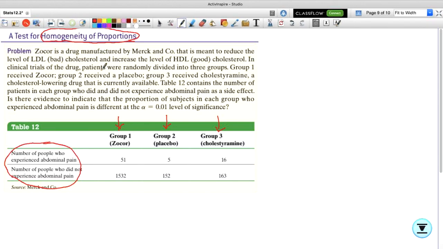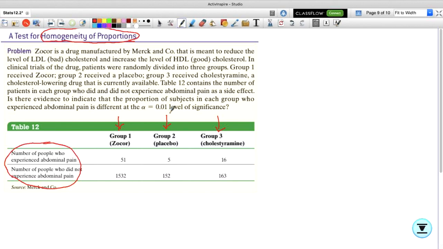In clinical trials of the drug, patients were randomly divided into 3 groups. Group 1 received Zocor, Group 2 received a placebo, and Group 3 received, I can't even say that, which is a different cholesterol-lowering drug that is currently available. Table 12 contains the number of patients in each group who did and did not experience abdominal pain as a side effect. So they either had abdominal pain, which is this, or they did not have abdominal pain, which was this. Is there evidence to indicate that the proportion of subjects in each group who experienced abdominal pain is different at a 0.01 level of significance? Okay, so that's pretty strict, a 1% level of significance.